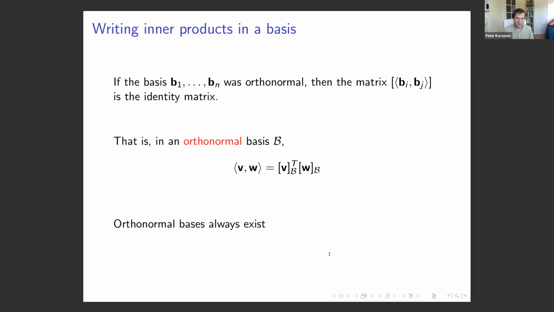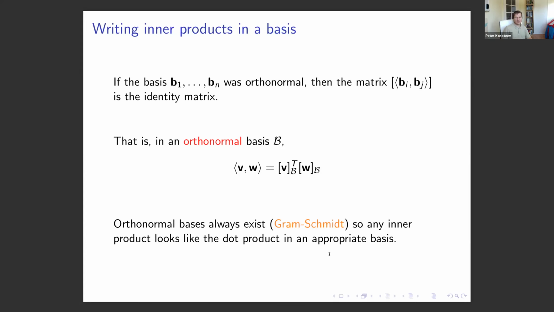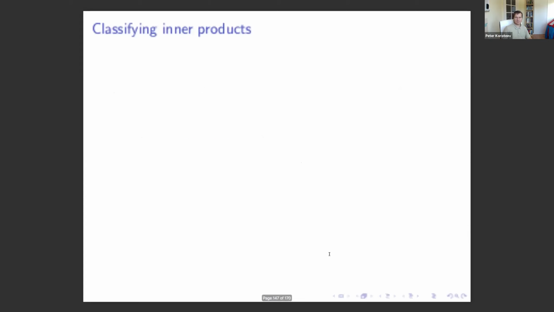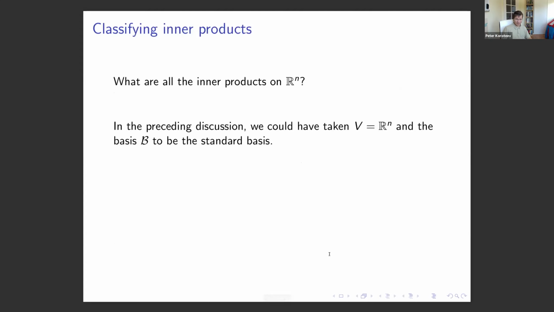And then, as you know, the orthonormal basis always exists because we can apply the Gram-Schmidt procedure. And the inner product looks like the dot product in an appropriate basis. Now we can classify inner products. What are all possible inner products on n-dimensional Euclidean space?